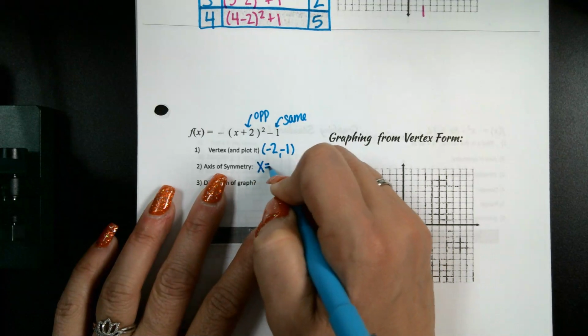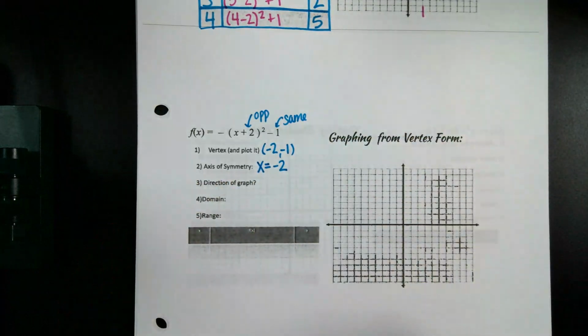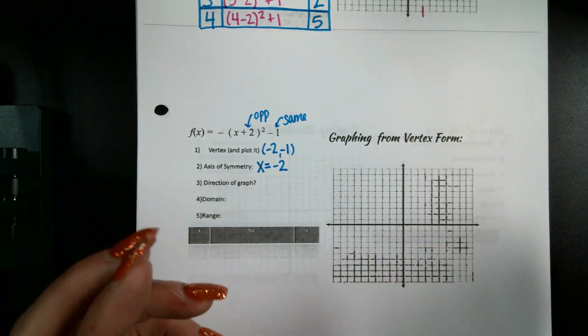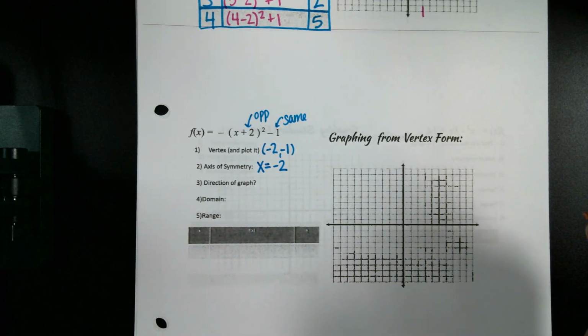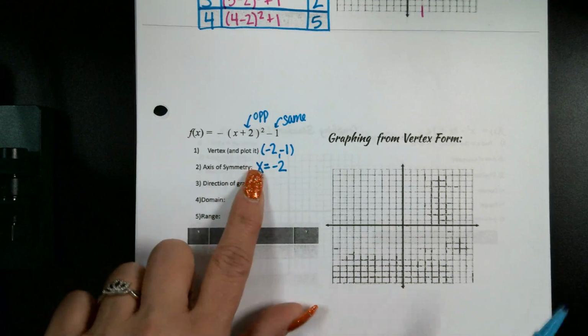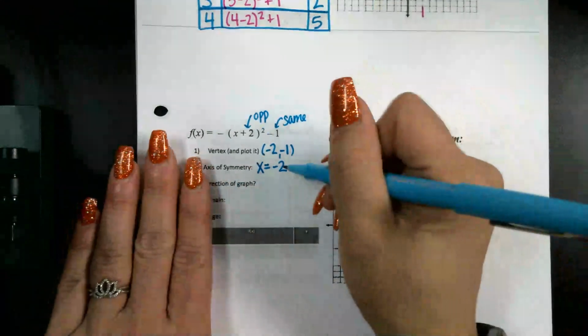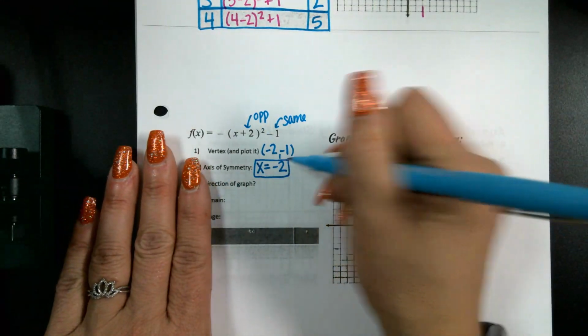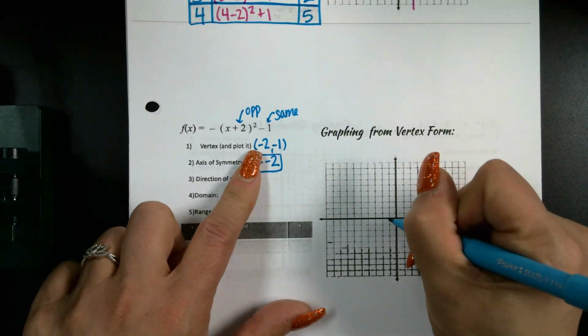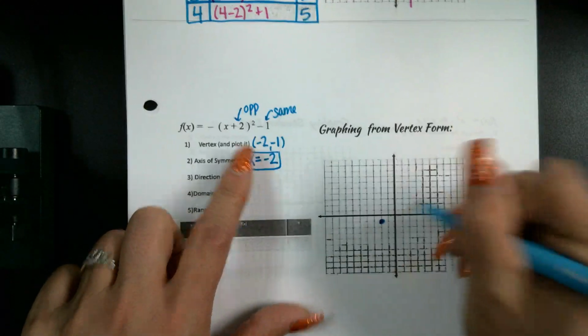X equals -2. Yeah, you guys... I know it seems like that's me being picky, but it's not, because axis of symmetry, it's a vertical line. Vertical lines start with x equals. Like, that's why I make you write an equation. I forgot to plot this point too. So -2, -1.